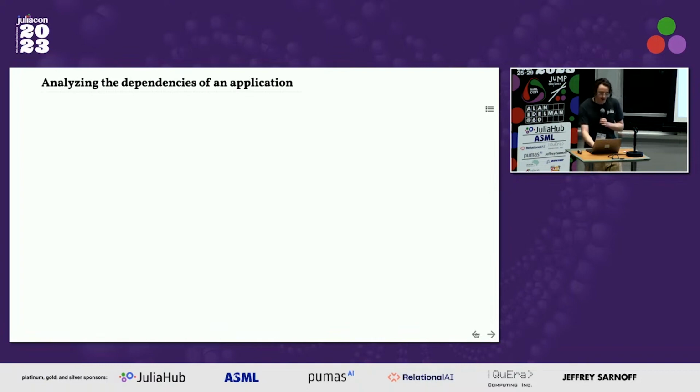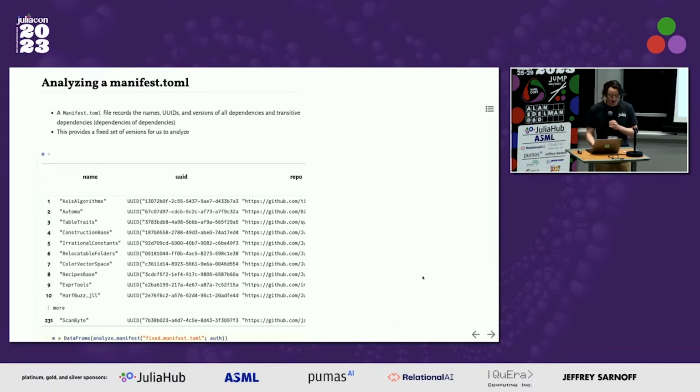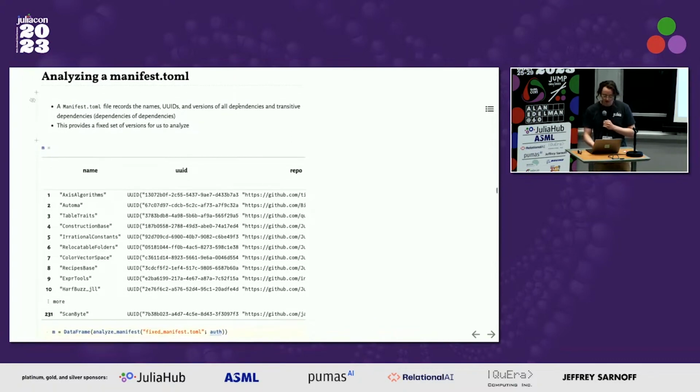One of the things that I'm interested in using Package Analyzer for is analyzing the dependency tree of some particular application to understand what my dependencies are. So we can use Package Analyzer's new version to analyze a Manifest.toml. This is a file that records the names, UIDs, and versions of all dependencies and transitive dependencies. And this provides a fixed set of versions for us to analyze, which is convenient.